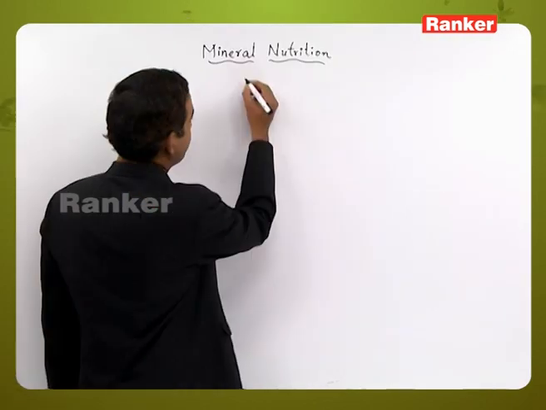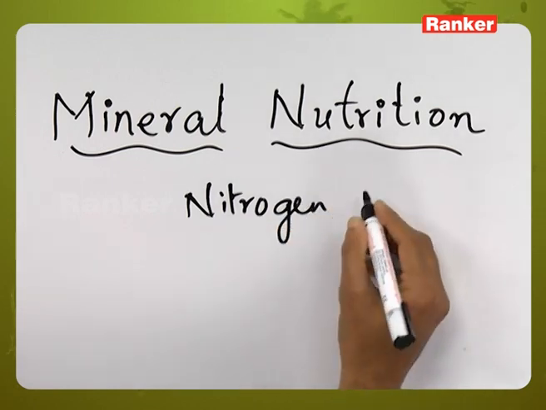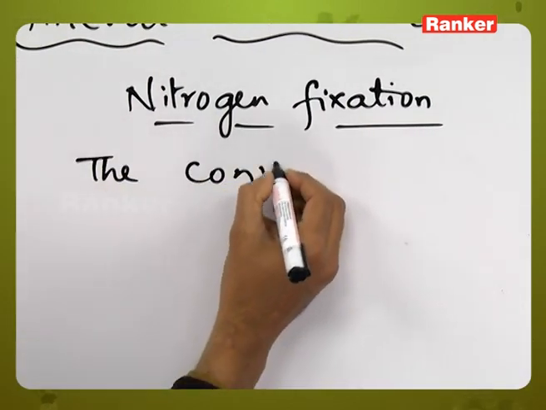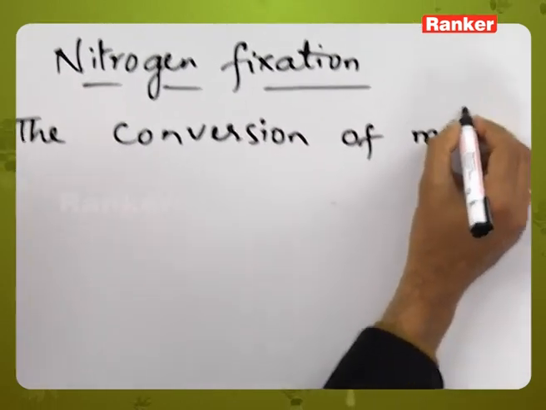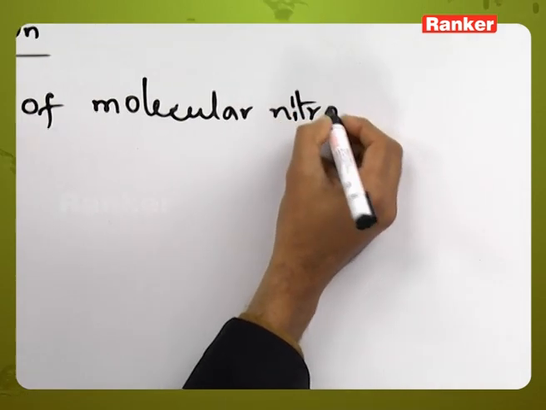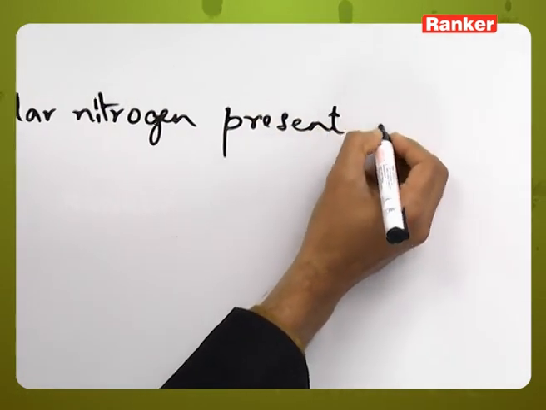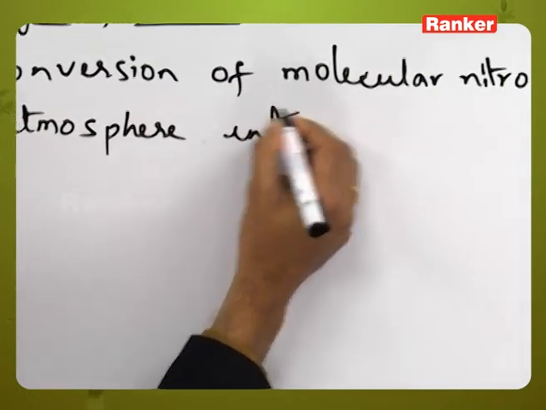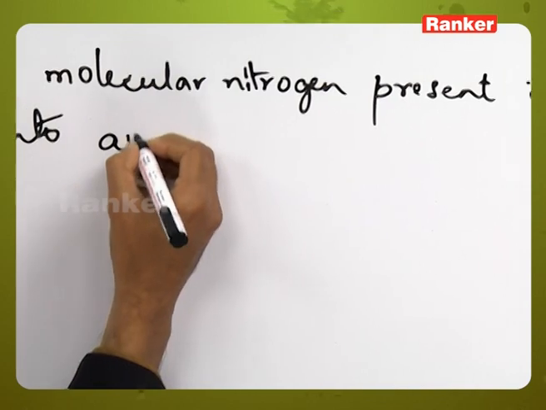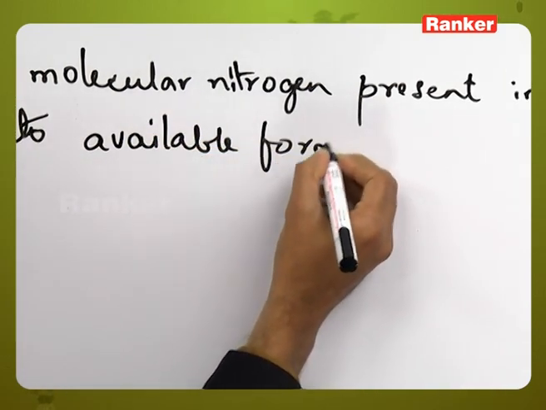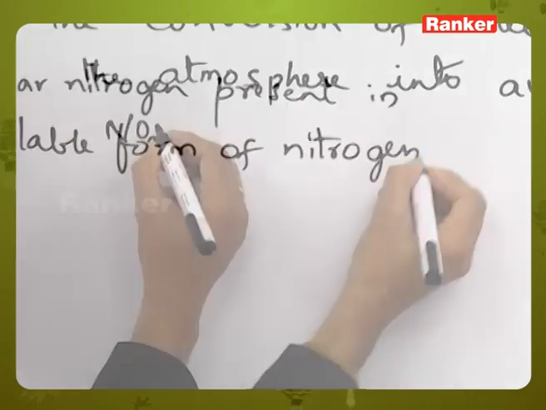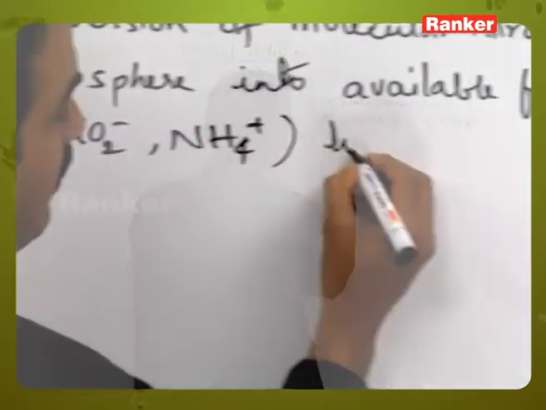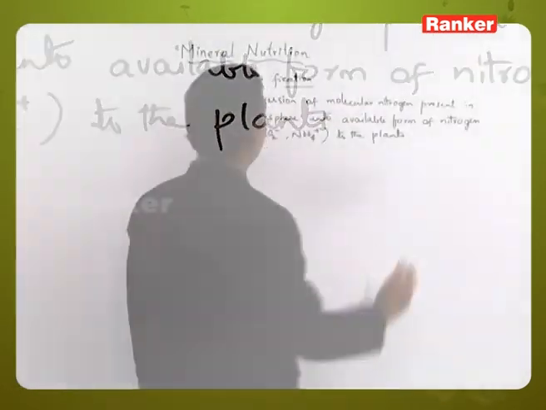In the nitrogen cycle, the first one is nitrogen fixation. Here, nitrogen fixation, the conversion of molecular nitrogen present in the atmosphere into the available form of nitrogen, be it nitrate, nitrite or ammonium ions, to the plants, is called nitrogen fixation.